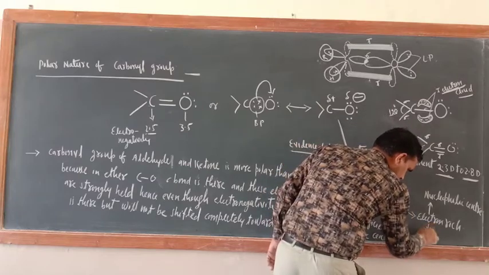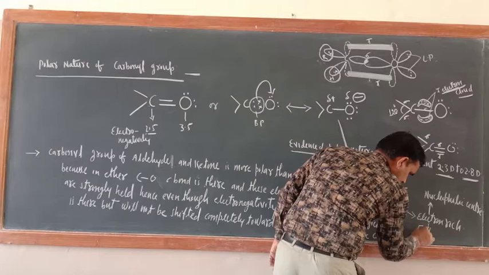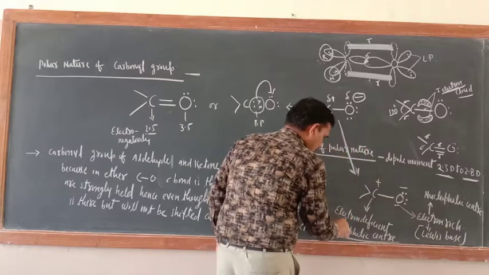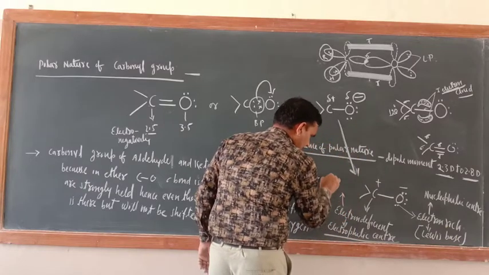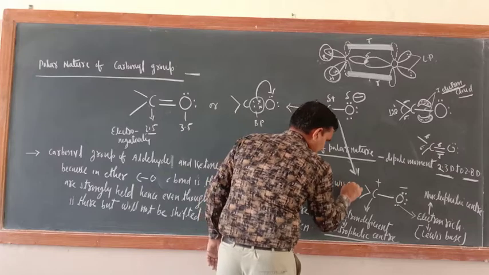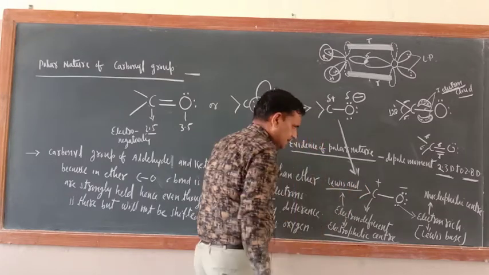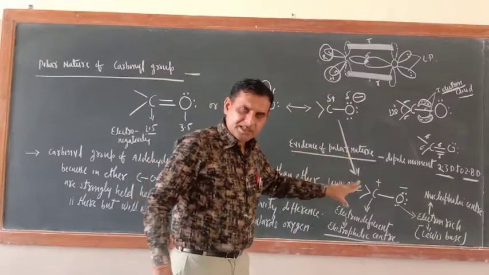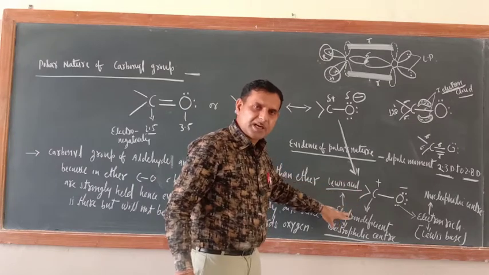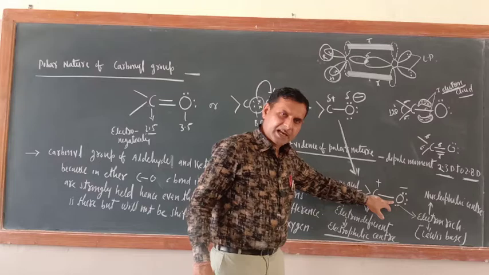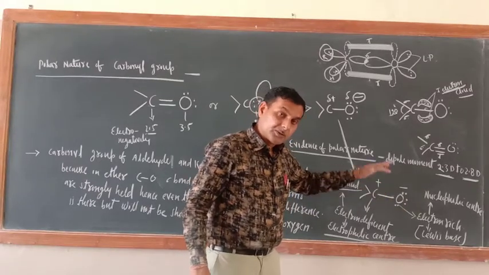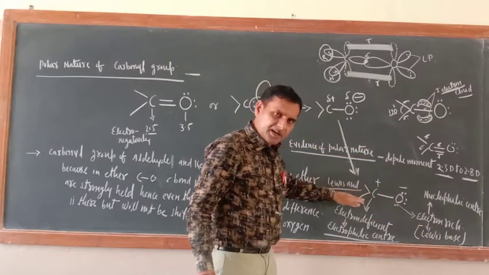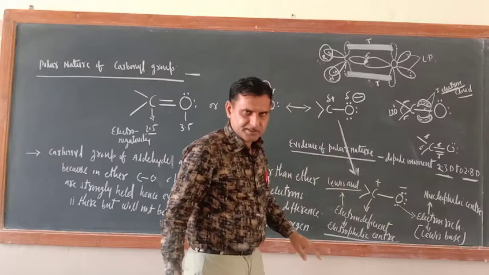One more word is there. Electron rich center means this is a Lewis base center. Electron deficient center means we can write this one as a Lewis acid center. Am I correct or not? So in the carbonyl group, two centers are generated. One is the electron deficient center, that can also be written as the electrophilic center. The other one is the electron rich center or nucleophilic center. The electron rich center is also known as the Lewis base center, and the electron deficient one is known as the Lewis acid center. Am I correct or not?